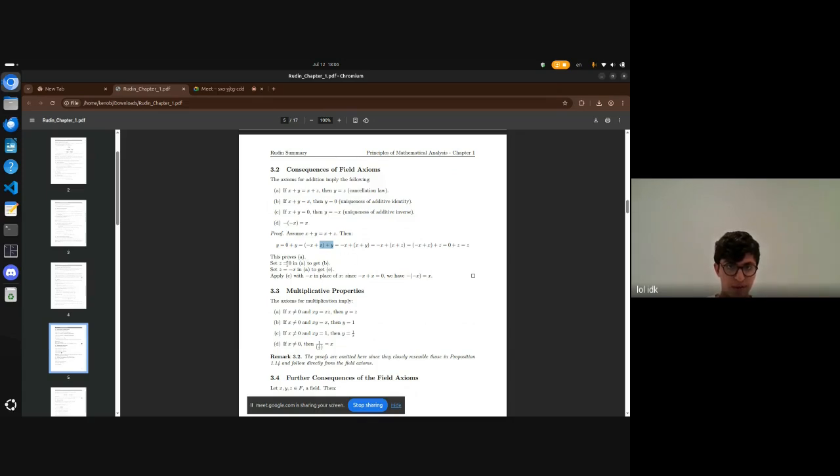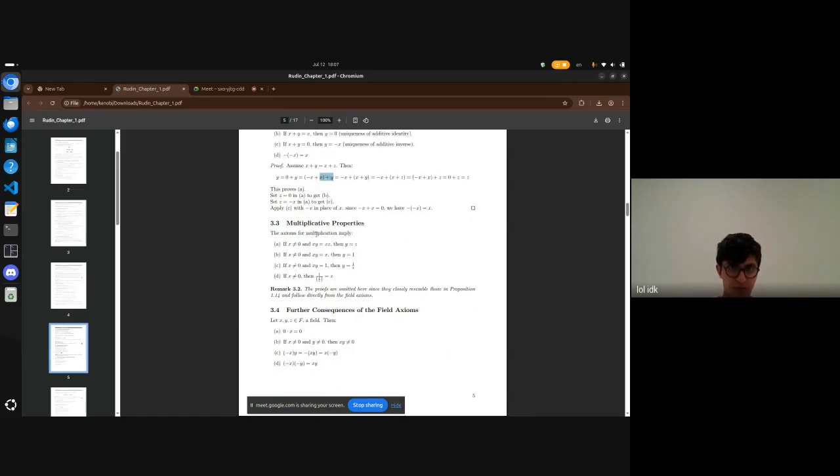If you put z equals 0 in A, we get B. And if you put z equals negative x in A, we get C. And if we apply C with negative x in place of x, since negative x plus x equals 0, we have negative negative x equals x.